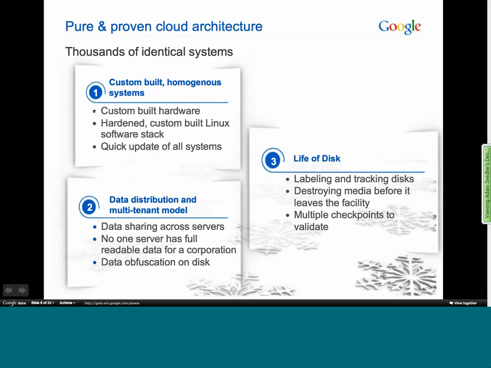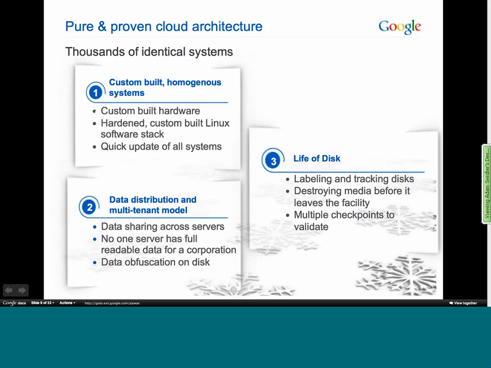From a data distribution standpoint, data storage standpoint, we have what's called a multi-tenant model. So we have a storage mechanism that's known as the Google File System, GFS. There have been some academic papers published about that. And what it does is allow us to share data across multiple different servers, multiple different hard drives within a data center, so that there's no one server that has a full set of readable data for a corporation or for a user. So we store this data spread out across many different drives.